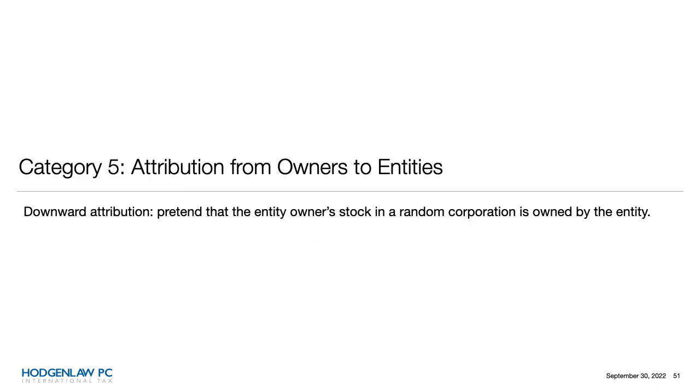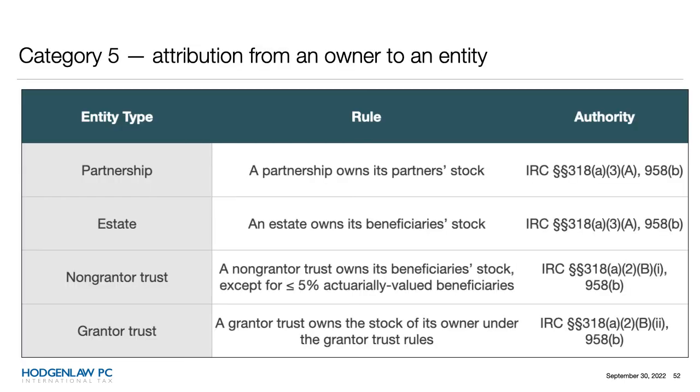Finally, let's look at downward attribution. Remember we talked about this in category 4: it's when the shareholders' assets, stock in various corporations, are treated as if they are owned by the entities that the individual shareholder holds positions in. Partnerships, estates, non-grantor trusts, and grantor trusts, it's just attributed down.